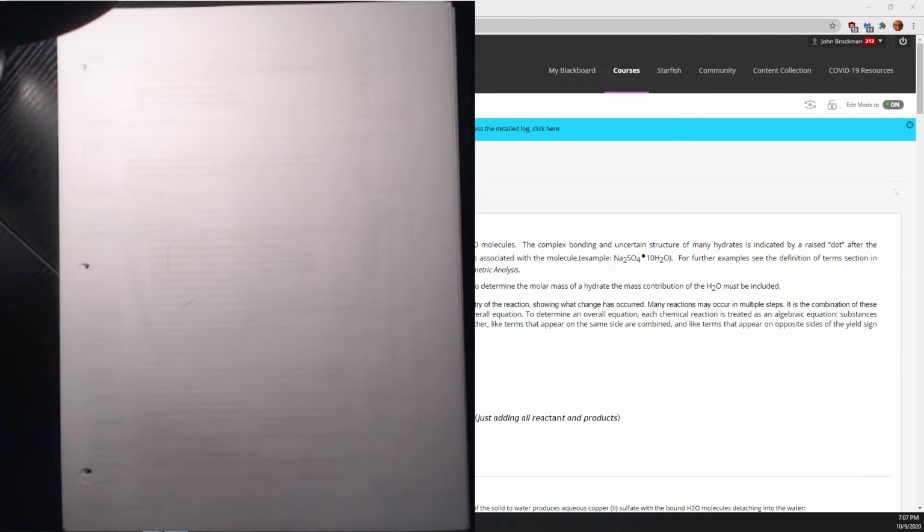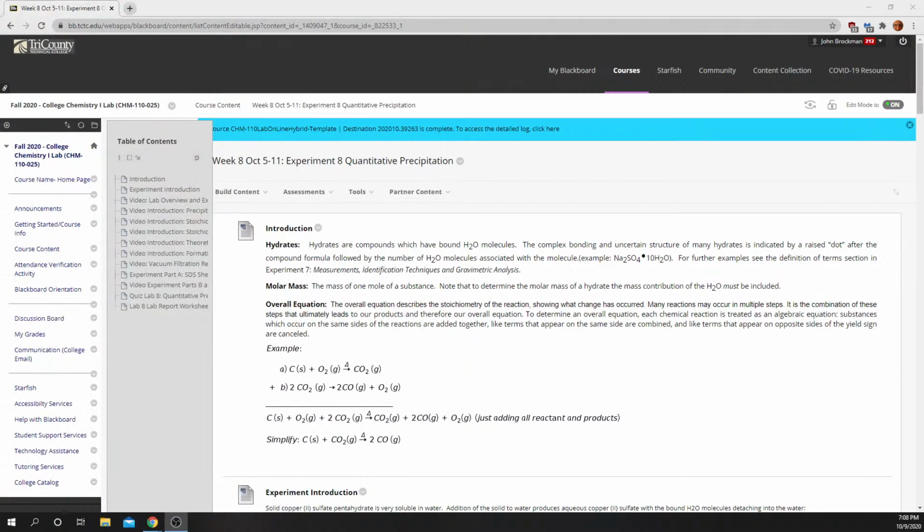So, this lab, Experiment 8, Quantitative Precipitation. In the normal lab, you would take these hydrates and you would make a product from them, and you would try to analyze, predict, understand what that product was. So first up, hydrates, quick review.